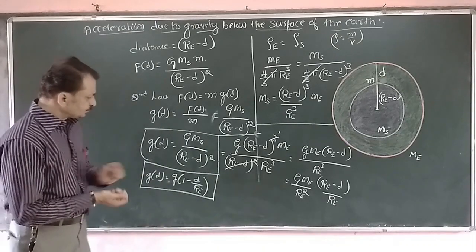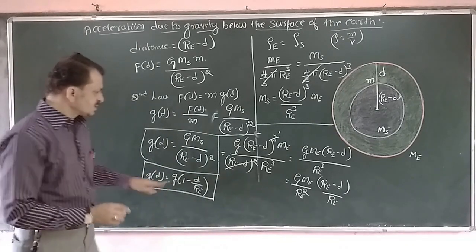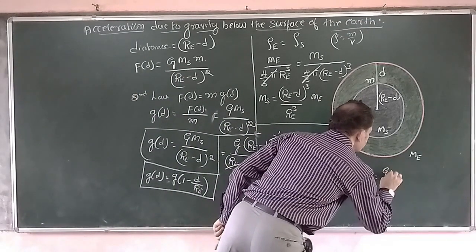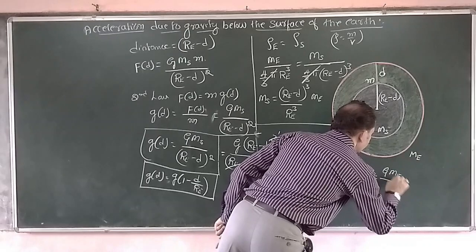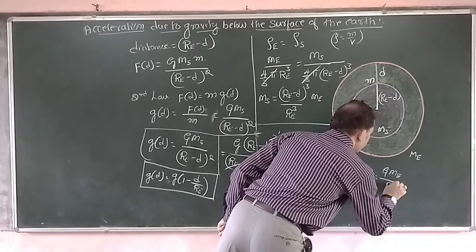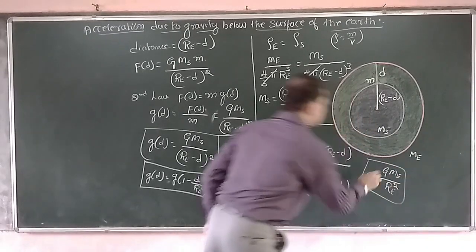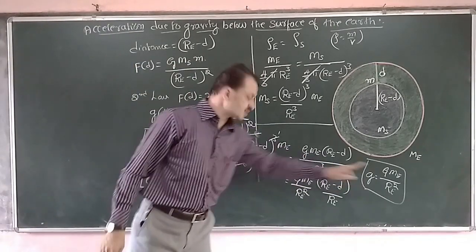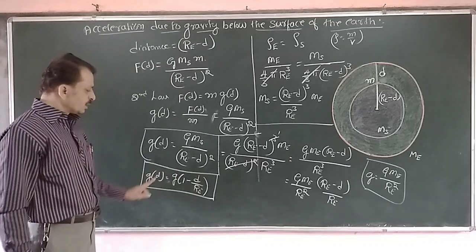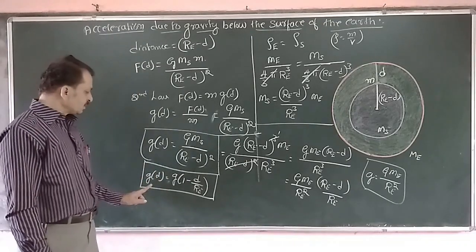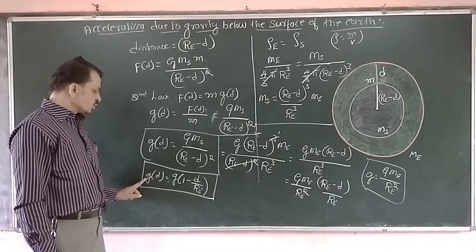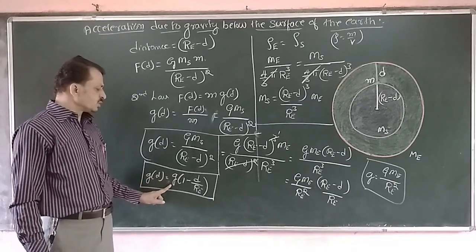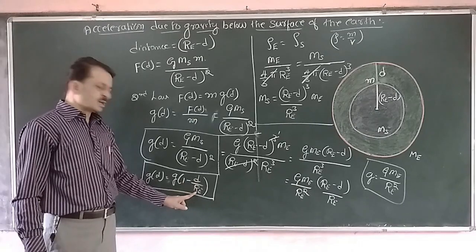Now look here, what is this g? Small g is equal to G Me divided by Re square. This is known, that is the acceleration due to gravity on the surface of the earth. We have replaced that, and finally what we get is that the acceleration due to gravity below the surface of the earth at a depth d is given by g into 1 minus d by Re.